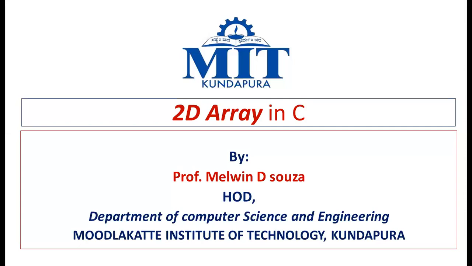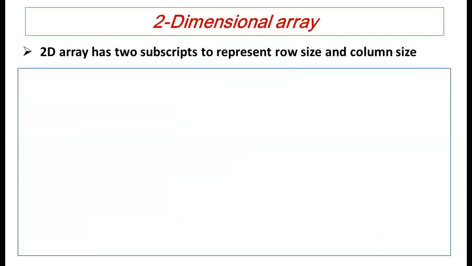In this video, I will cover two-dimensional array. In the previous video, we discussed one-dimensional array. Please watch that video to understand two-dimensional array in a better way. A two-dimensional array has two subscripts to represent row size and column size. In one-dimensional array, we had only one subscript.